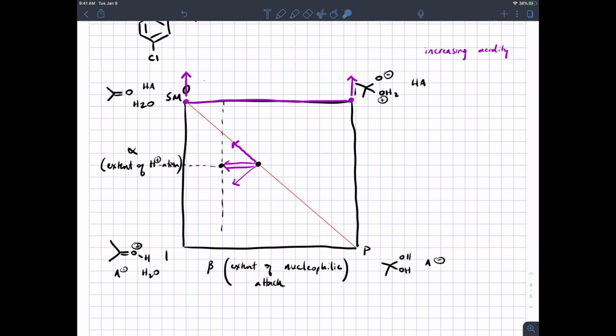So though it may seem counterintuitive that by making our acid stronger, we don't change the extent of protonation in the transition state, you come to that result by a careful consideration of this kind of reaction coordinate energy diagram. All right, so that will end our official lecture.